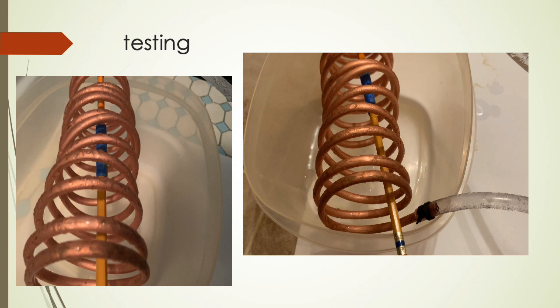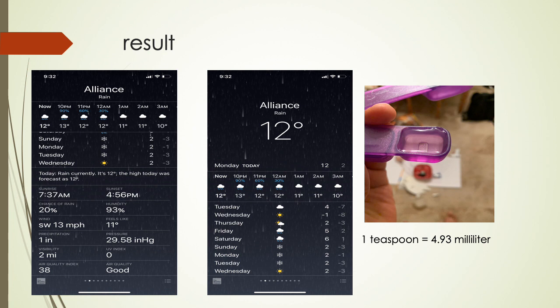The water has to flow in the tube to keep the copper cold at a constant temperature. The result proved that the device worked. Even though the collected water was not a lot, I was able to collect 1 teaspoon, which is equal to 4.9 milliliters, after running the device for 2 hours.